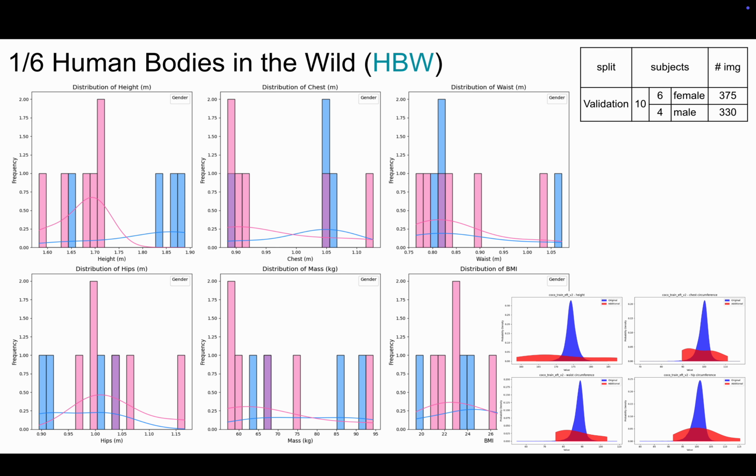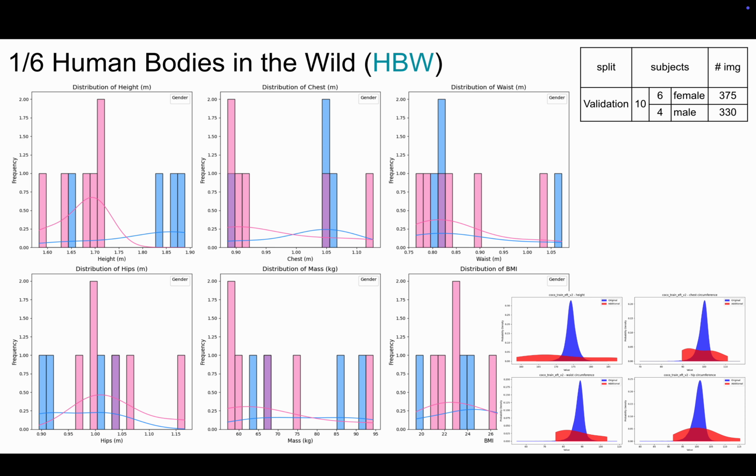To examine the distribution of anthropometric measurement of the two data sets we are going to evaluate our models on.